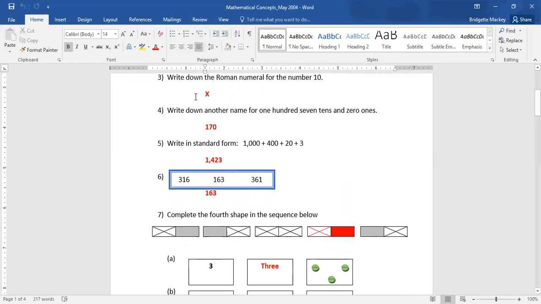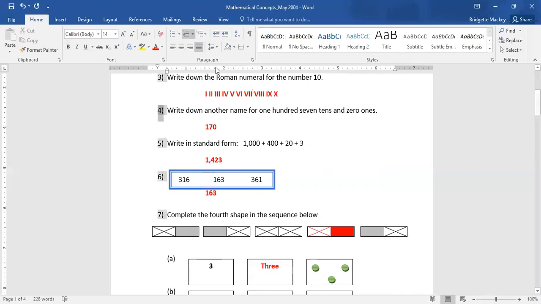So quickly we can go through from 1 to 10 our Roman numerals. Number 1 is represented by I, or capital I. 2 is represented by 2 I's. 3 is 3 I's. 4 is IV. 5 is V. 6 is VI. 7 is VII. 8 is VIII. 9 would be IX. 10 is X.